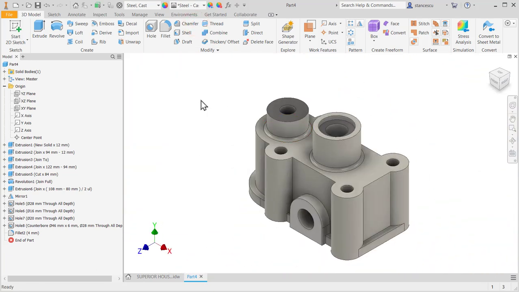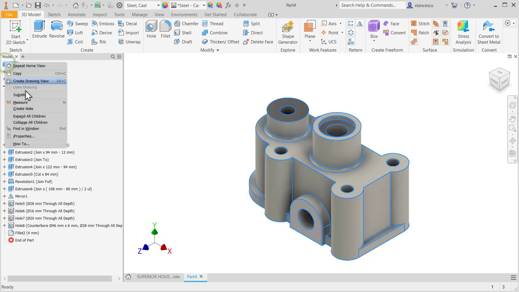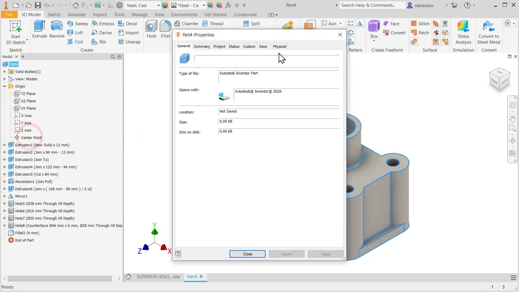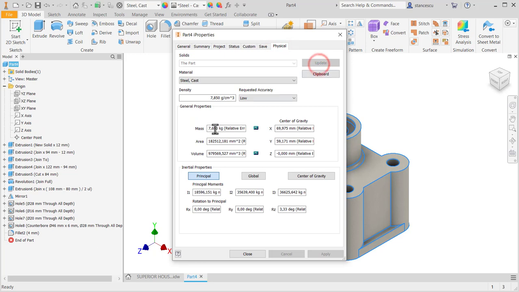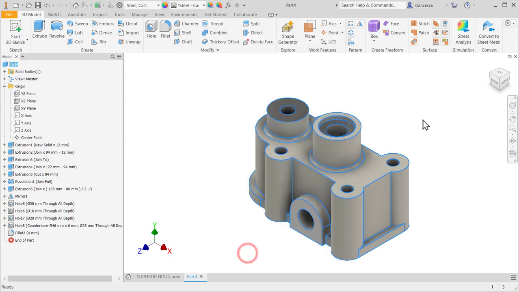Good. The data are 7.69 kilograms, 7.5 kilos. That's all for today.